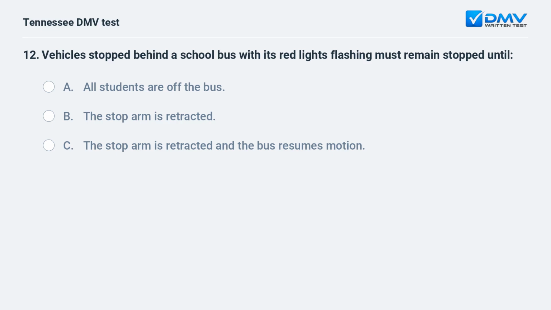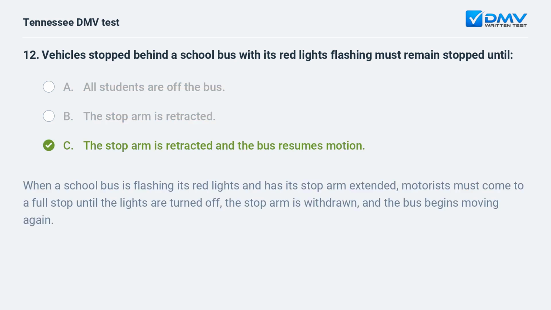Vehicles stopped behind a school bus with its red lights flashing must remain stopped until A. All students are off the bus. B. The stop arm is retracted. C. The stop arm is retracted and the bus resumes motion. C. The stop arm is retracted and the bus resumes motion.